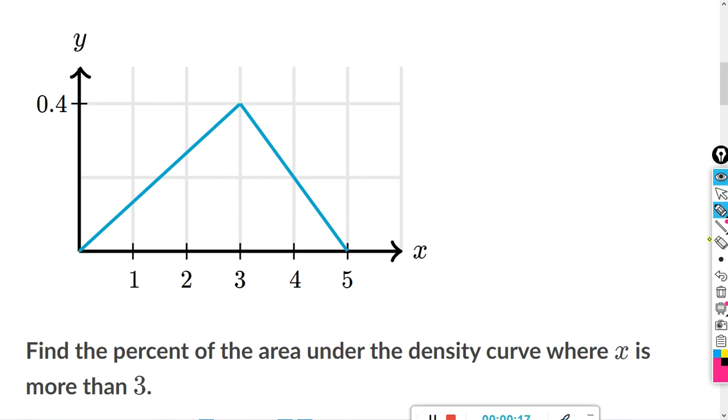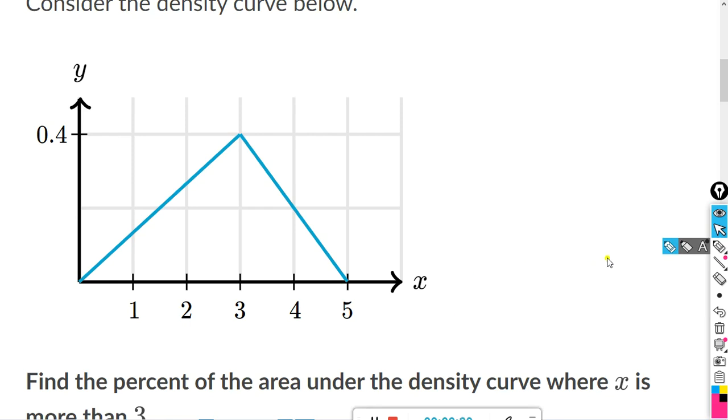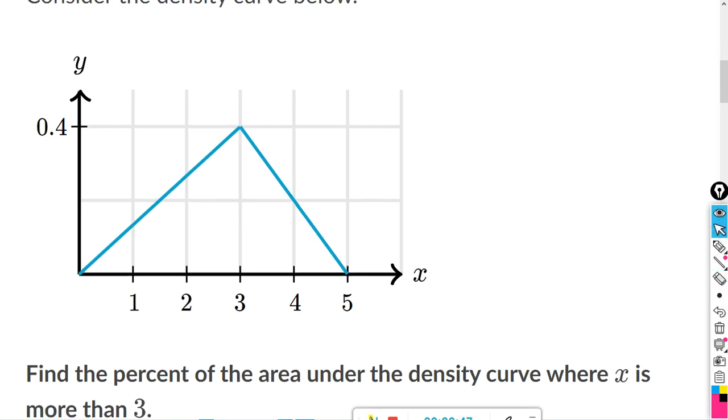Okay, recall that the area under the density curve represents 100%. And of course we know 100% is just 1. So the area under the entire curve is 1. All right, the area under the entire curve is 1. So we want to find the part that is more than 3.